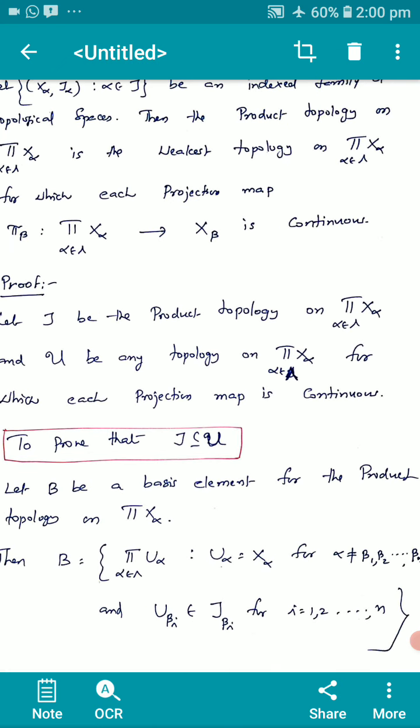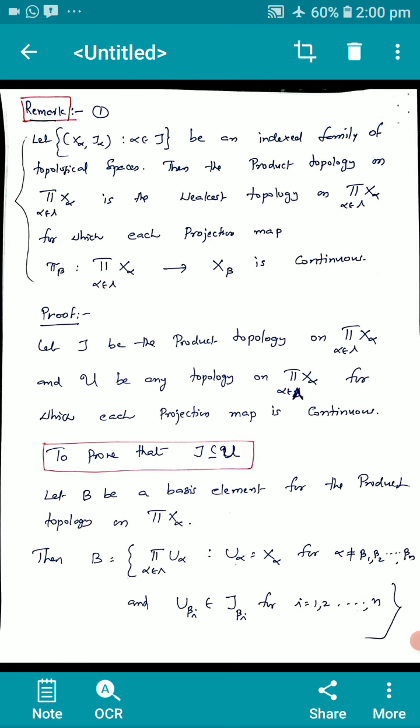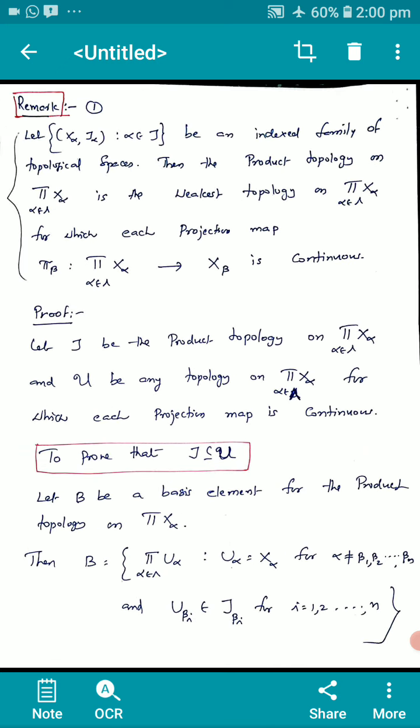Now we come to the proof of it. Let tau be the product topology on product X_alpha and U be any topology on product X_alpha for which each projection map is continuous. What do we have to prove? We have to prove that tau is a subset of or equal to U.